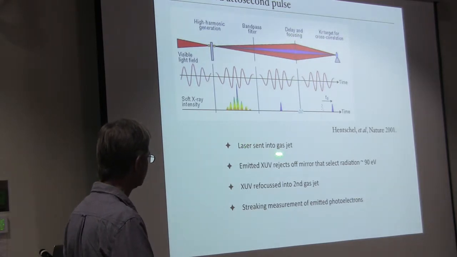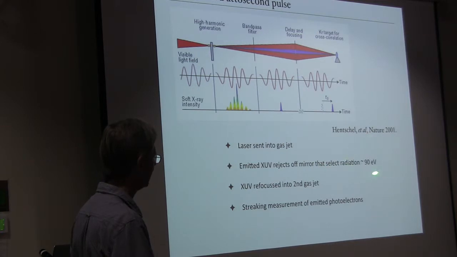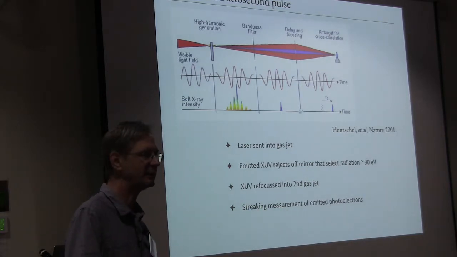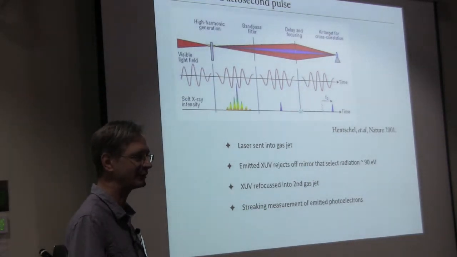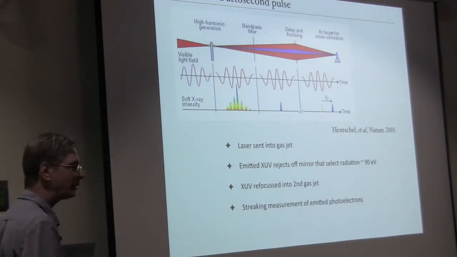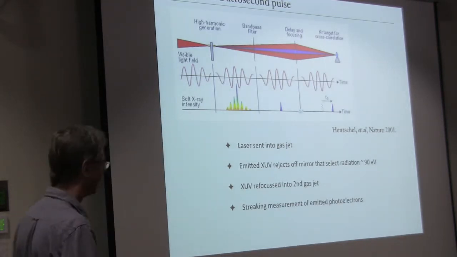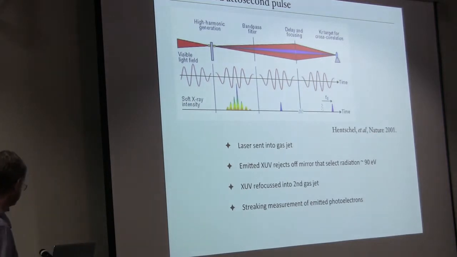So here are the steps. The laser comes into the gas jet. The emitted XUV reflects off a mirror that selects radiation around 90 eV. That is refocused into a second gas jet, and they do a streaking measurement of the emitted photoelectrons. You'll find out what streaking is the next time Paul talks. You'll know everything about streaking. But the point is, in a streaking measurement, you know how many pulses you have. Okay? And they look like they had one pulse.